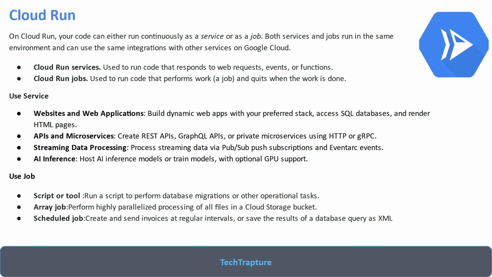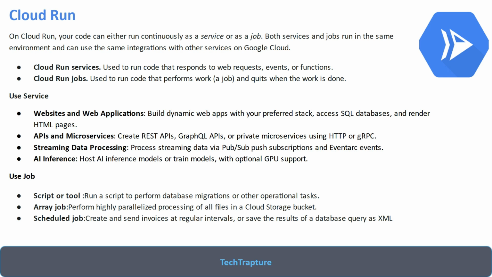Now this was all about the theoretical concept of Cloud Run. What is Cloud Run, and how we can use it: one is Cloud Run service, another is Cloud Run jobs. Now we'll go to the Google Cloud Console and try to deploy our first Cloud Run and see how it works. We'll just deploy a simple Cloud Run service in this video.